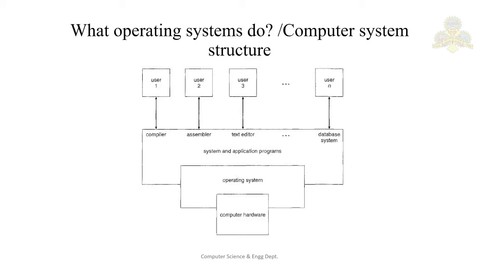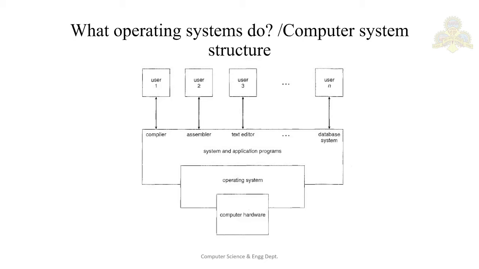Next we will study the system's view of the operating system. From the system view, that is from the computer's point of view, the operating system is the program most intimately involved with the hardware. In this context, we can view the operating system as a resource allocator. A computer system has many resources that may be required to solve a problem, such as CPU time, file storage space, IO devices, memory space, etc. So the operating system acts as the manager for these resources.